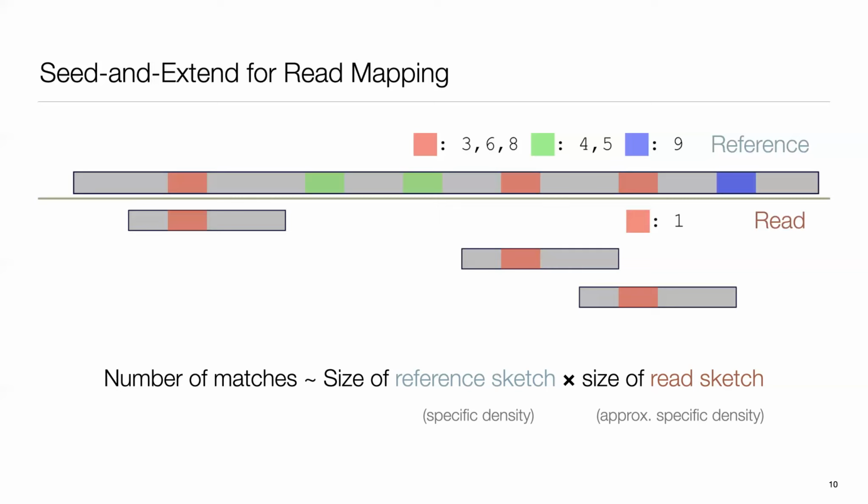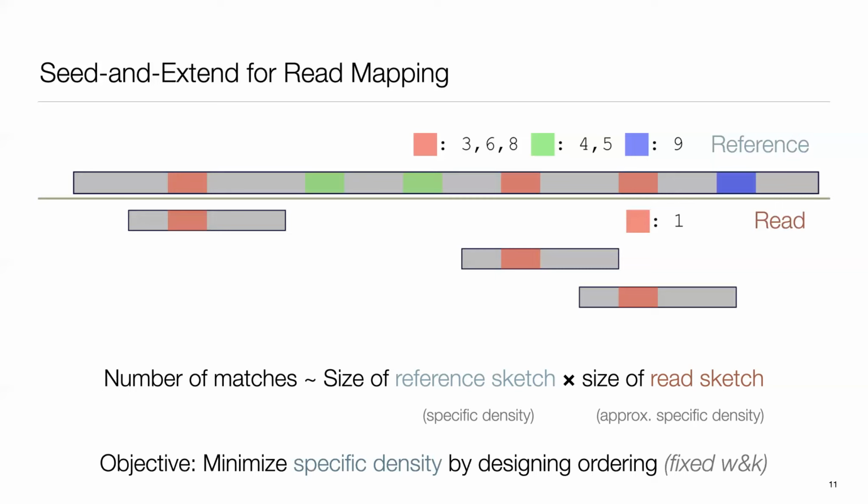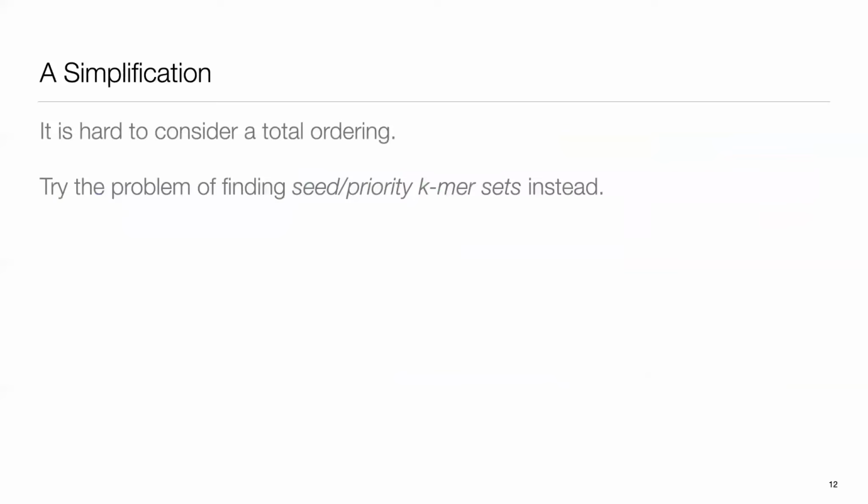for potentially very significant speedups for read mappers. So our objective is to minimize specific density over a given input string by designing the ordering between k-mers with fixed W and K. Now we want to make one simplification, because it's very hard to consider a total ordering over all k-mers. There are a lot of k-mers and a lot of possible ways you can do it.